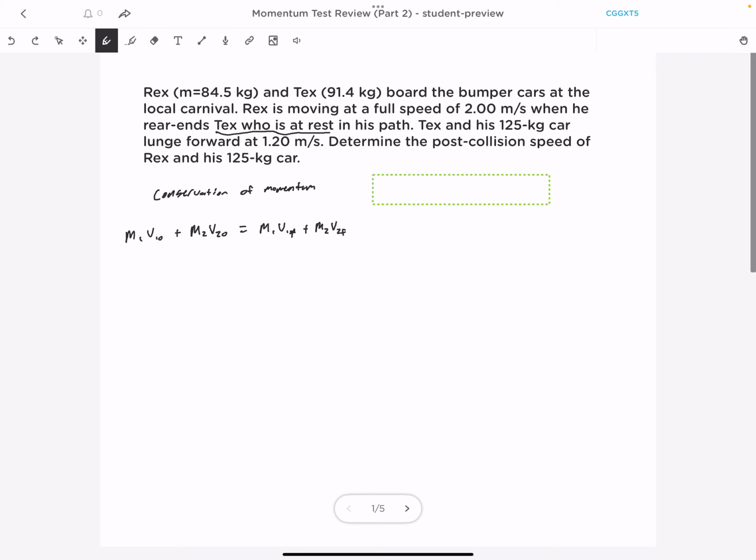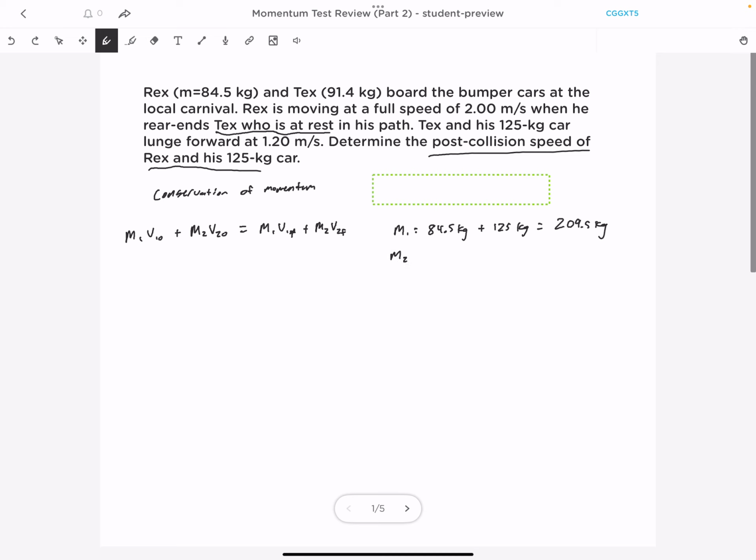So going into here, I'm just going to write out what all the variables are. And then we can just fill in the values into the equation and solve for the unknown. The unknown being the post-collision speed of Rex in his 125 kilogram car. So we'll take Rex to be m1 and Tex to be m2. So m1 is going to be Rex and his car, right? So it's 84.5 kilograms plus the 125 kilograms of the bumper car, right? And that comes out to 209.5 kilograms.